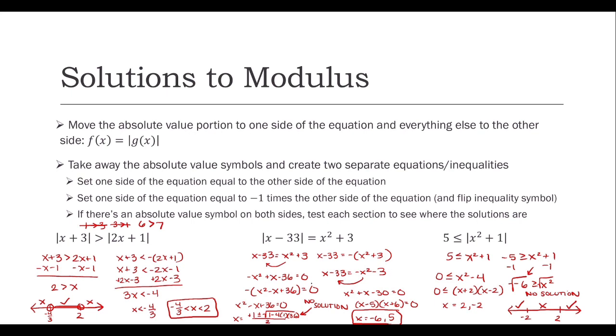So we would have that x is less than or equal to negative 2, and also, x is going to be greater than or equal to 2. So it would be this or this. So that's how you find solutions to modulus equations.